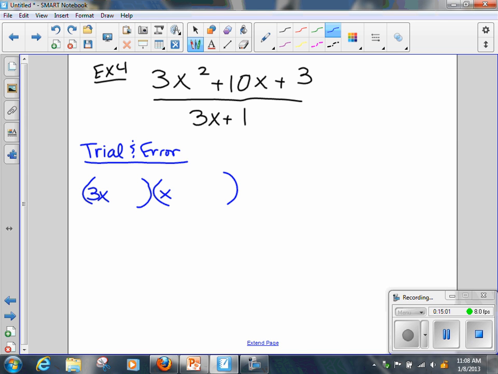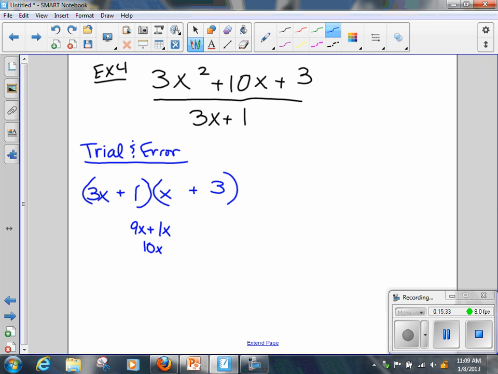I've got to get 10 as a middle term. Where am I going to put the 3? Am I going to put it here in the first set of parentheses or here in the second set? The second set, look what's going to happen. 3 times 1 is 3, correct? What's 3 times 3x? 9x. What's 1 times x? 1x. My signs are the same. They're both going to be pluses. If I add those together, what do I get as my middle term? 10x. That's how you can trial and error that problem.